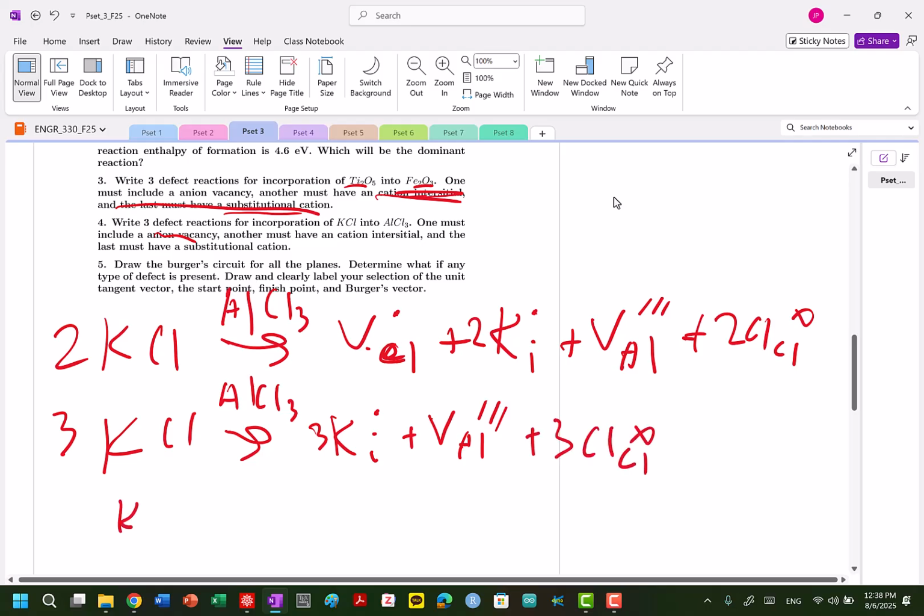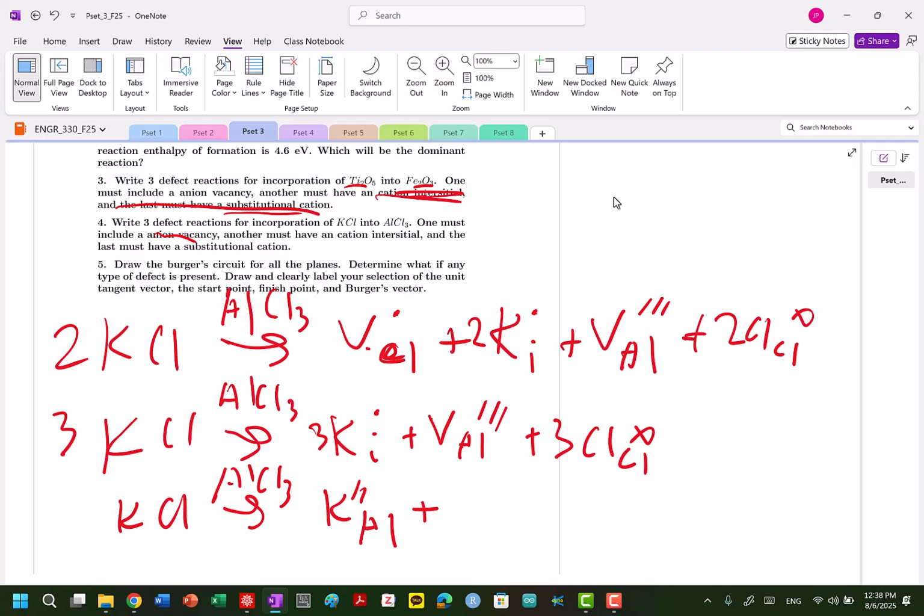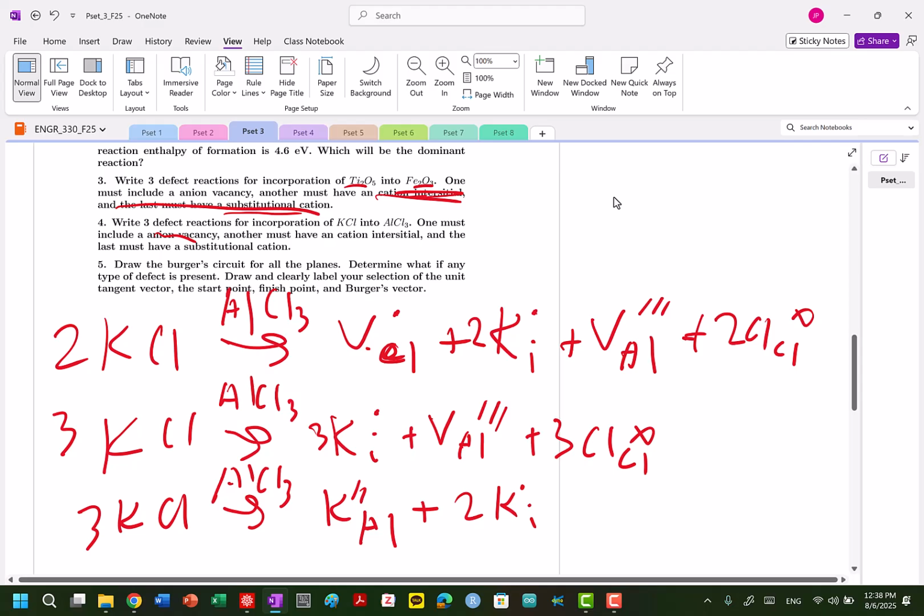And then finally, KCl goes to AlCl3, KAl, Al is +3 to +1, so this will be -2. So now I need to do something a little bit fun. I could put 2K interstitial. That's good. So that balances. So I need 3 of these, and then plus 3 ClCl. There it is. That's it.